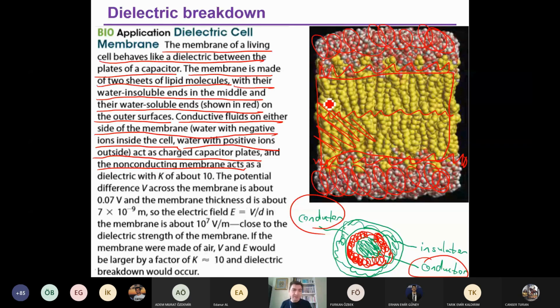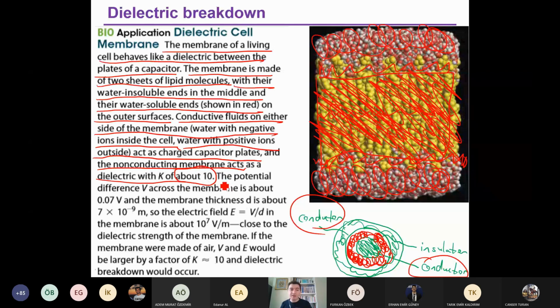The non-conducting membrane acts as a dielectric with K about 10. The potential difference across the membrane is about 0.07 volt and the membrane thickness is about 7 nanometers.